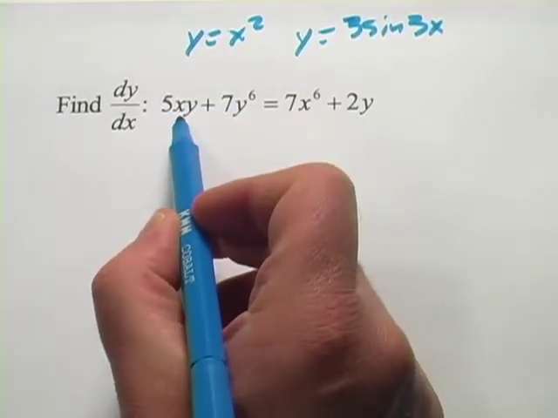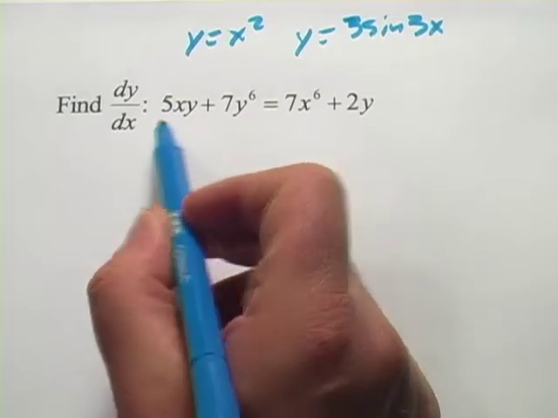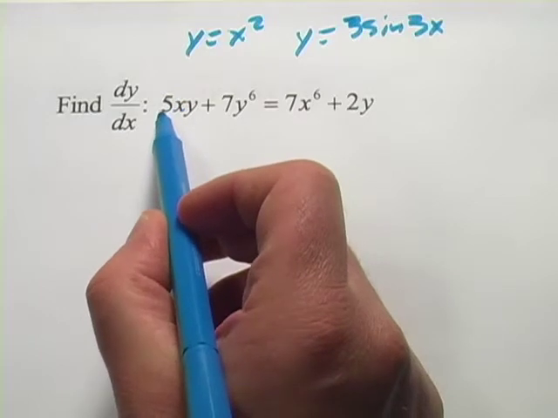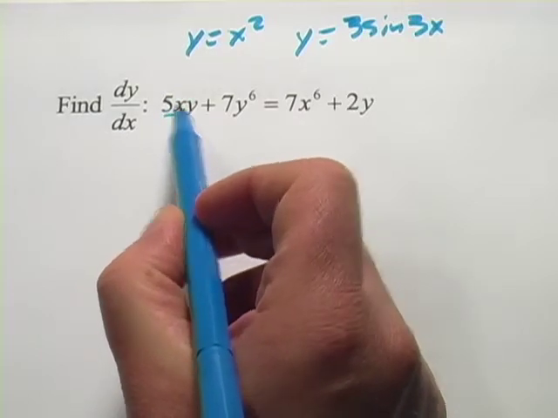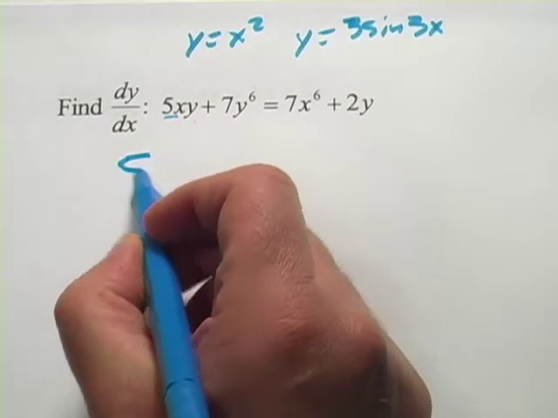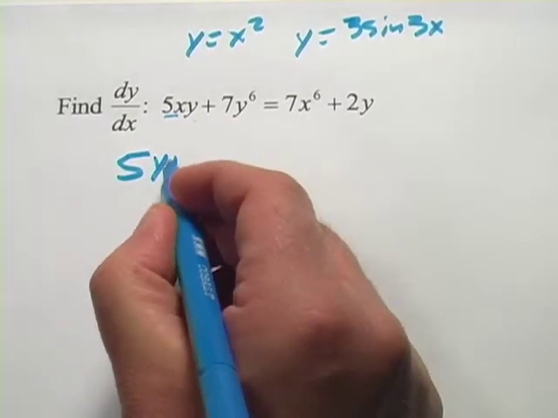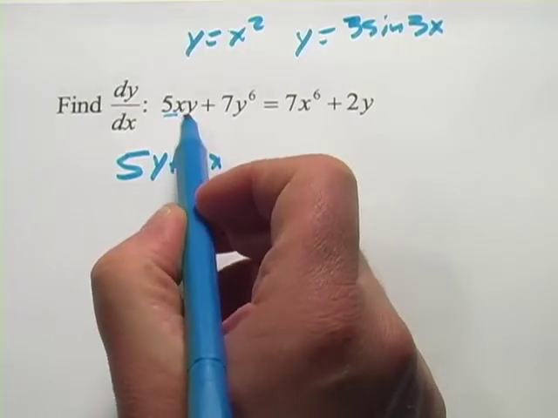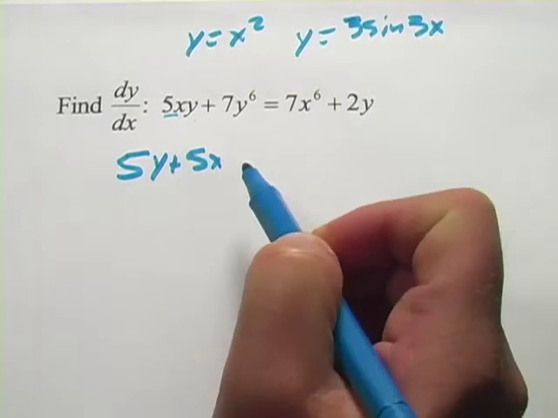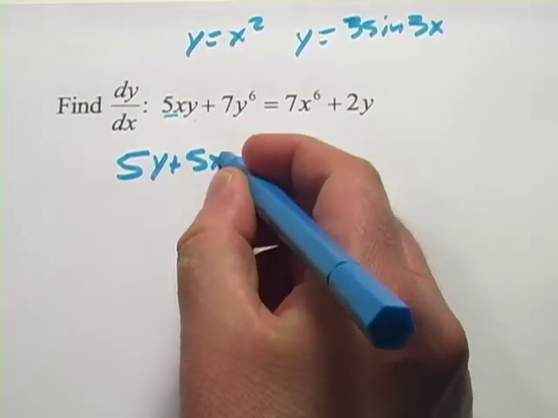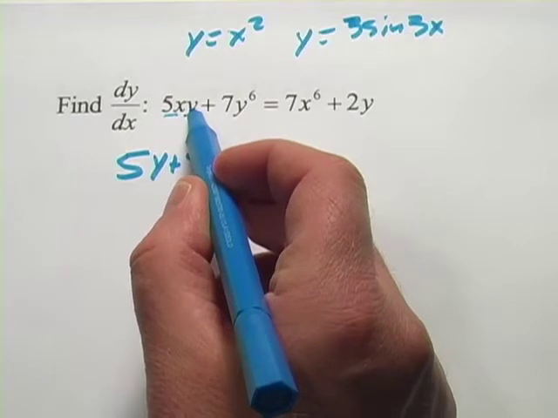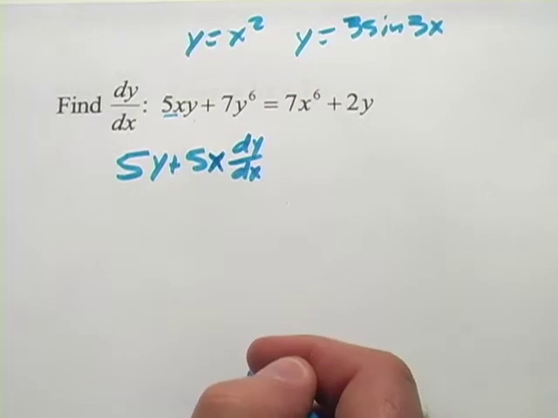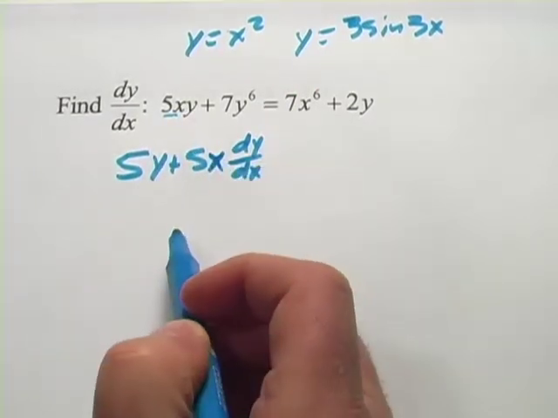This one starts out with a pretty complicated term, 5x times y. We're going to have to use the product rule for this one. So I'm going to take the derivative of the first thing times the second thing. The derivative of 5x is 5. The second thing is y, plus the first thing, 5x, times the derivative of the second thing. Now the derivative of y would be just 1, so since we're multiplying it by 5x, that 1 wouldn't even show up. But because we took the derivative of a y term, we're going to tag on dy dx. So that first term is done. Use the product rule. Let's go on.